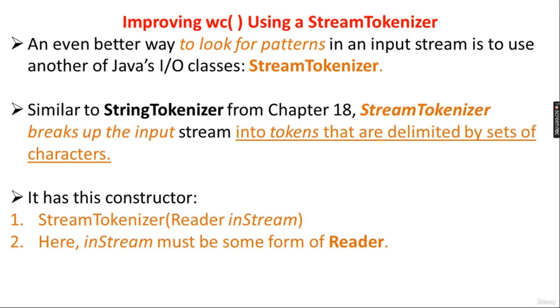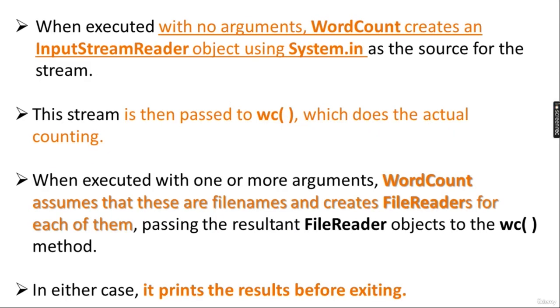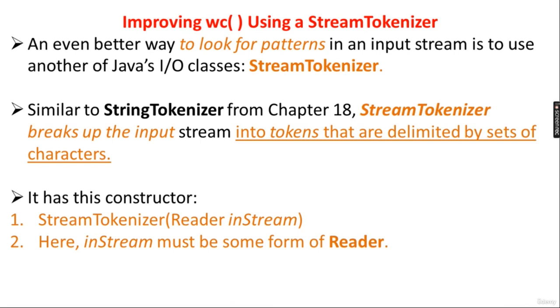Okay. So now we will improve this word count using StreamTokenizer. Output is not provided because in every case the input is dependent upon you, so the output is dependent upon your program. Whatever output you get, you will see in the practical part. Then, improving word count using StreamTokenizer.